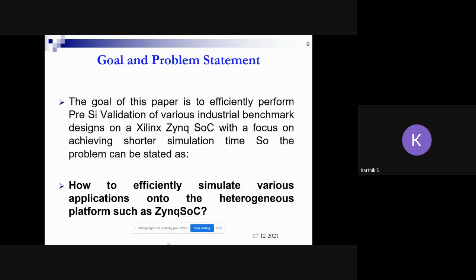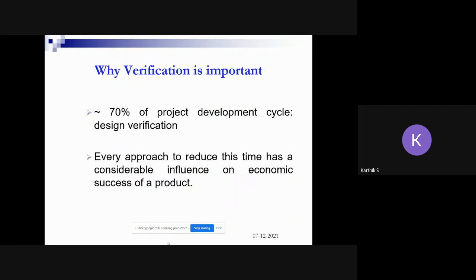The goal of this paper is to efficiently perform pre-silicon validation of various industrial benchmark designs on a heterogeneous board called Xilinx Zynq SoC, with the focus on achieving shorter simulation time, and also we'll be dealing with how efficiently we are going to simulate the various applications onto this particular board.